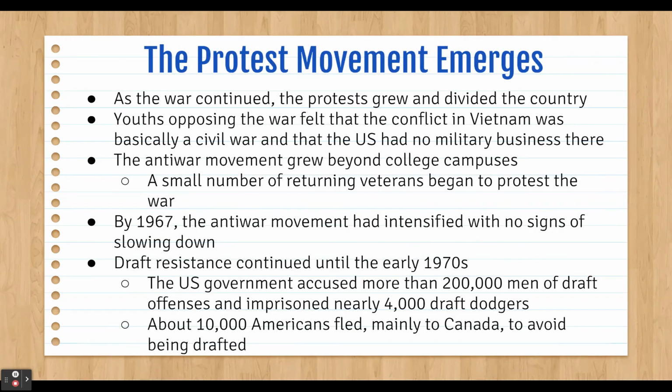The protest movement emerges. As the war continued, the protests grew and divided the country. Youths opposing the war felt that the conflict in Vietnam was basically a civil war and that the U.S. had no military business there. The anti-war movement grew beyond college campuses. A small number of returning veterans began to protest the war. By 1967, the anti-war movement had intensified with no signs of slowing down. Draft resistance continued until the early 1970s. The U.S. government accused more than 200,000 men of draft offenses and imprisoned nearly 4,000 draft dodgers. About 10,000 Americans fled, mainly to Canada, in order to avoid being drafted.